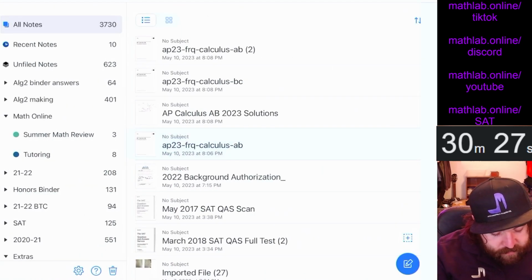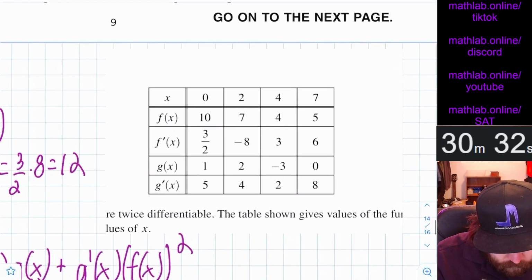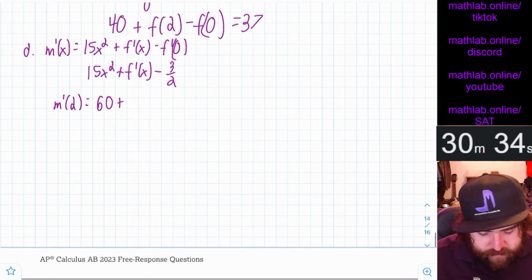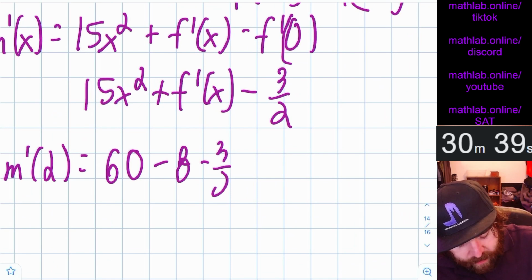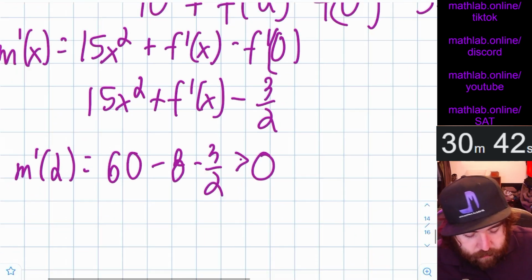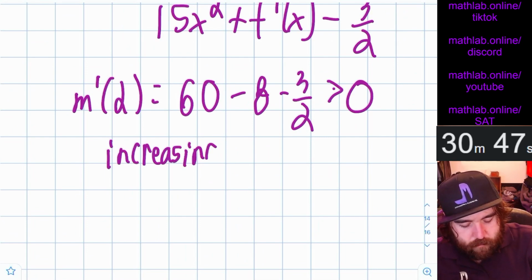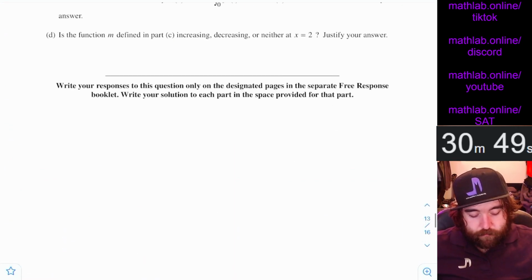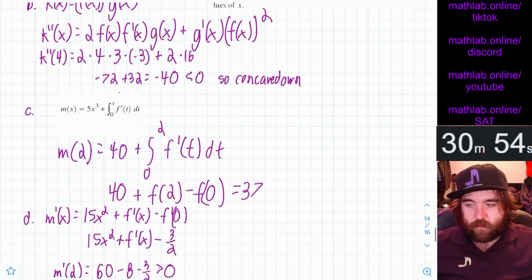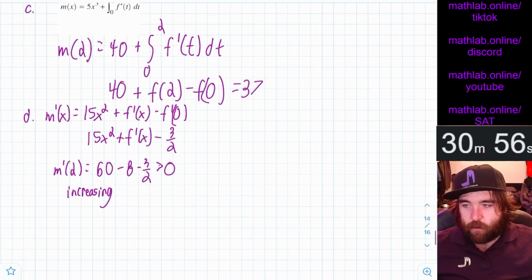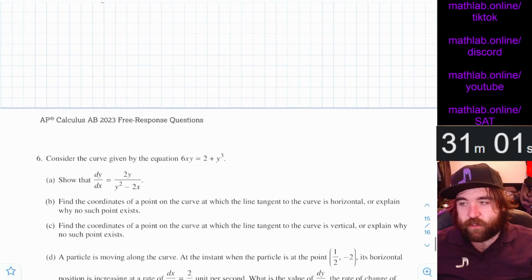Unless that's massive. What's f prime of 2? Negative 8. That's not massive enough. Minus 8 minus 3 halves. That's definitely greater than 0. So it's increasing. Okay. That's what we wanted to do. I'm surprised it was so positive, but that's what we check our answers for at the end.